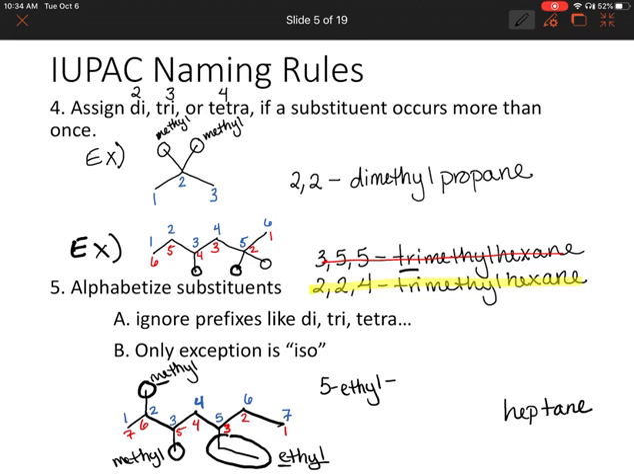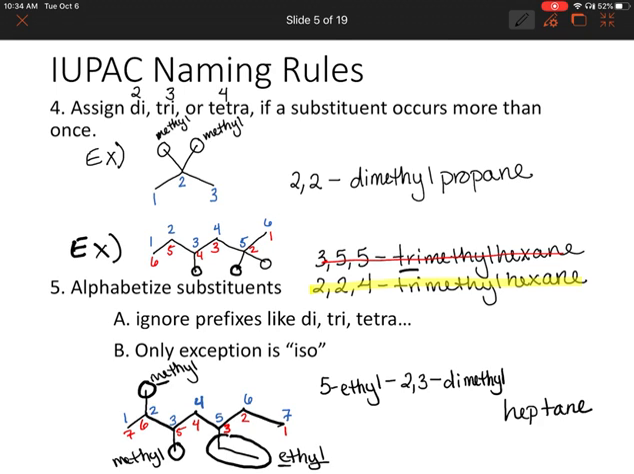So according to the blue numbering scheme, methyls are on carbons 2 and 3, dash, and then we're going to use the prefix di to indicate that we have 2 methyl groups. Okay, so our first option is 5-ethyl-2,3-dimethylheptane. Whew, that's a lot.